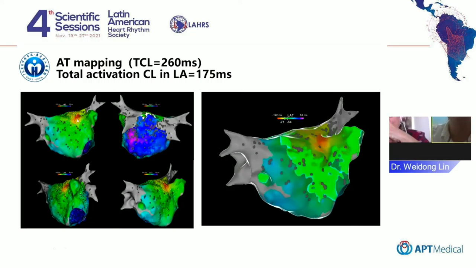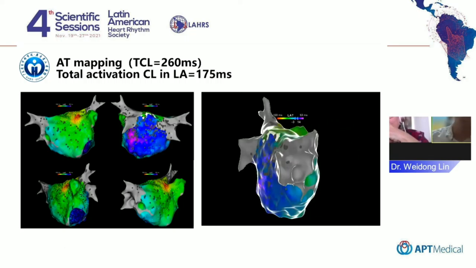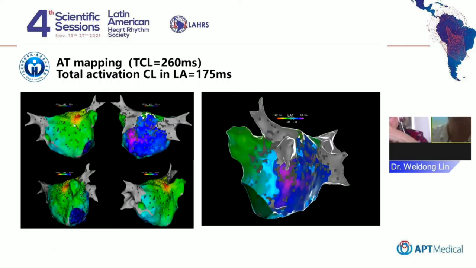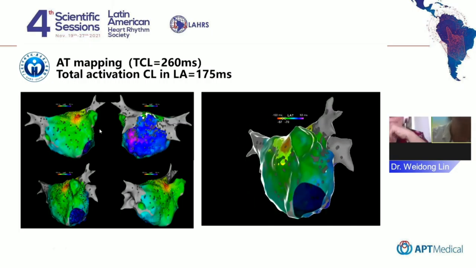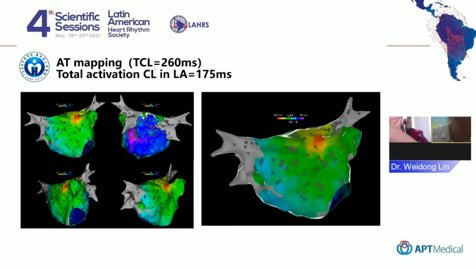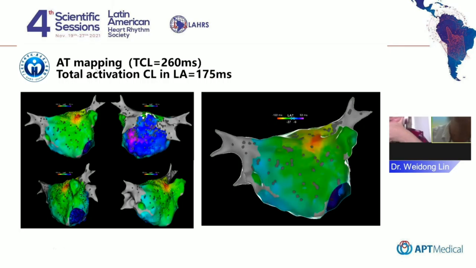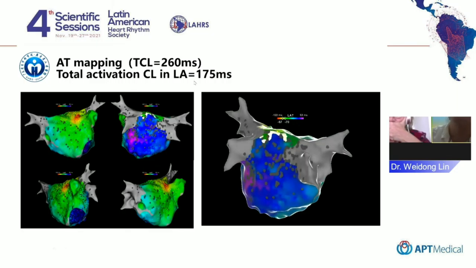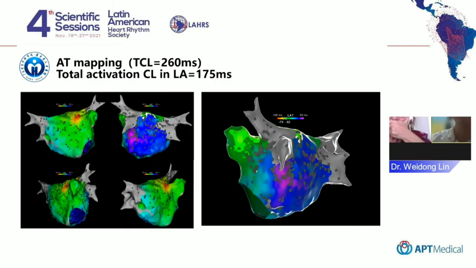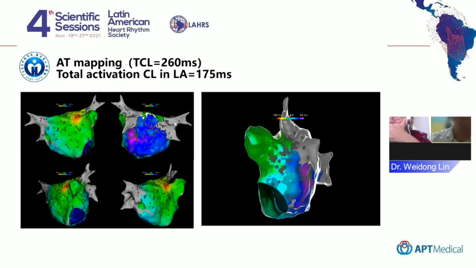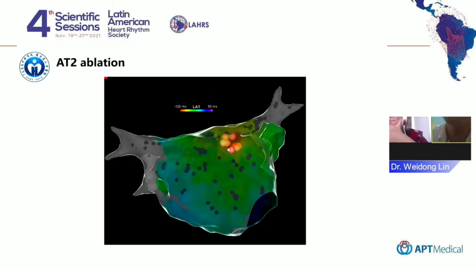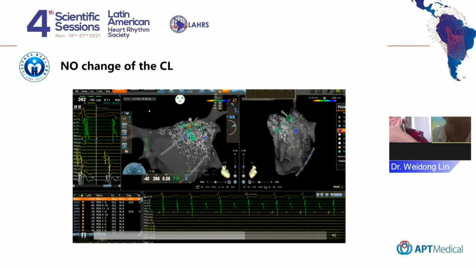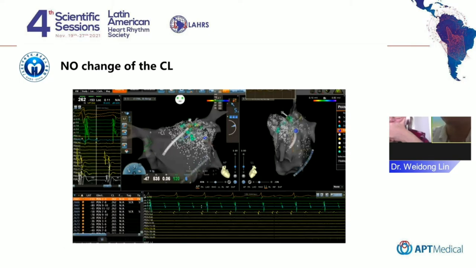But it is very strange. It seems like an atrial flutter, but we cannot map the full cycle length. As I said, the total cycle length is 260 milliseconds, but the total activation in the left atrium only covers about 175 milliseconds. So it is another focal activation. We do not know, but we tried to ablate here and here. The tachycardia didn't terminate, and the cycle length didn't change at all.